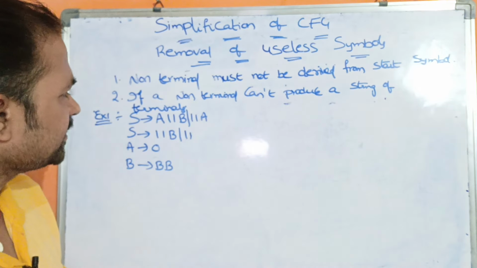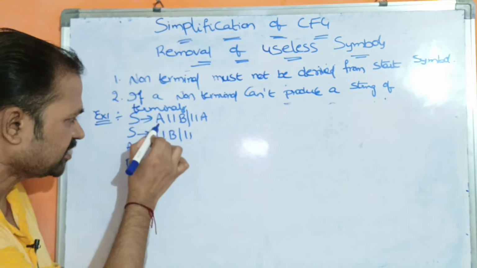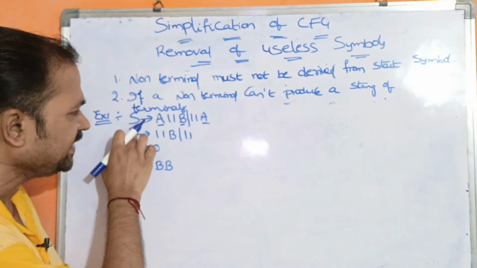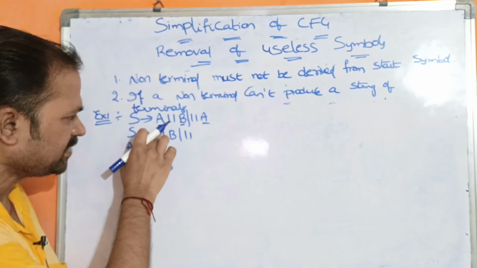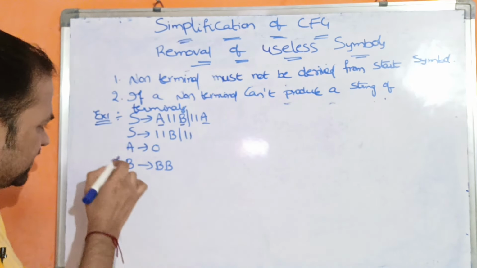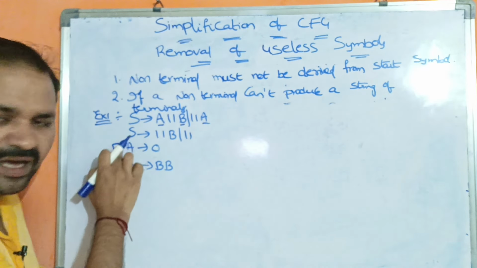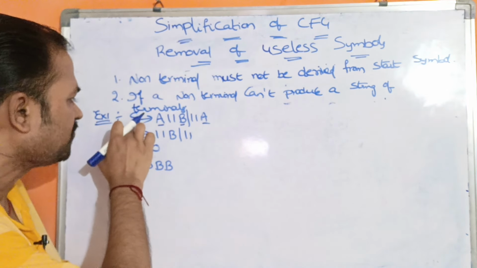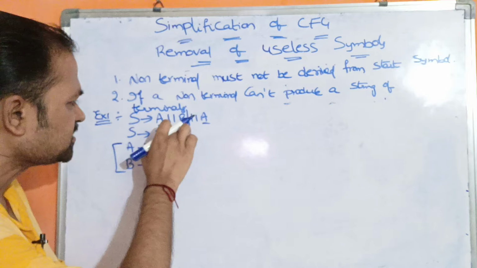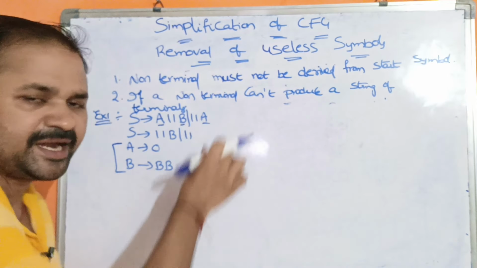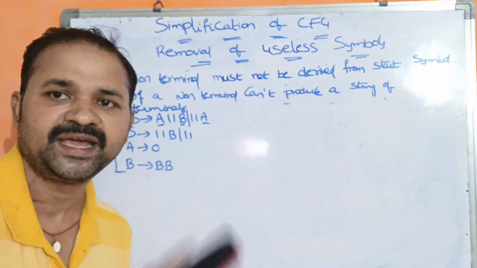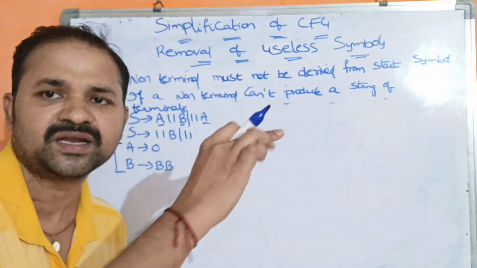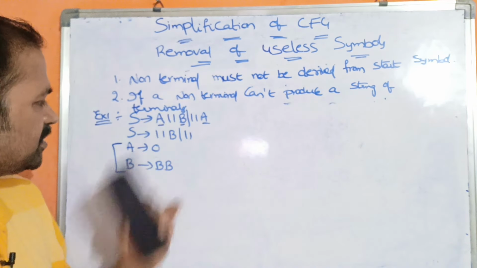What is the first point here? First, let us check the non-terminals. Here we have A, B. So S is producing 2 non-terminals, A and B. Let us check whether A and B are there or not. Here we have A production as well as B production. So we can say that A is reachable from S as well as B is reachable from S. So A and B are useful productions only. A and B are not useless symbols. So there is no need to remove these two.